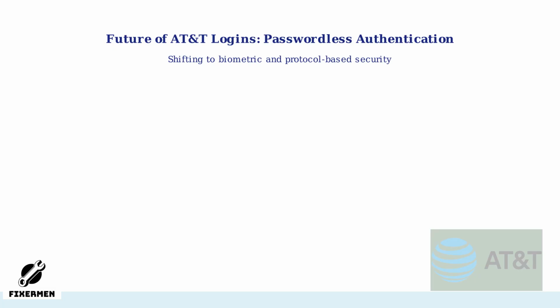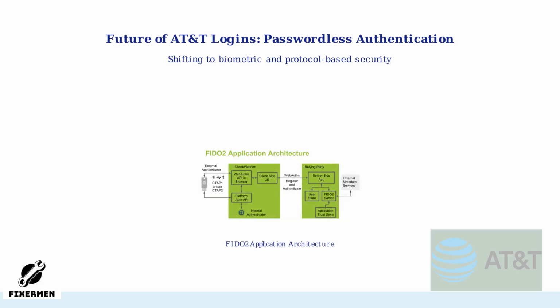AT&T plans to fully integrate WebAuthn protocols, also known as FIDO2, by 2027, which could potentially eliminate password-based errors entirely. The FIDO2 architecture provides a secure framework for passwordless authentication, involving components like external authenticators, client platforms, and relying parties. This standardized approach ensures reliable and error-free login experiences.